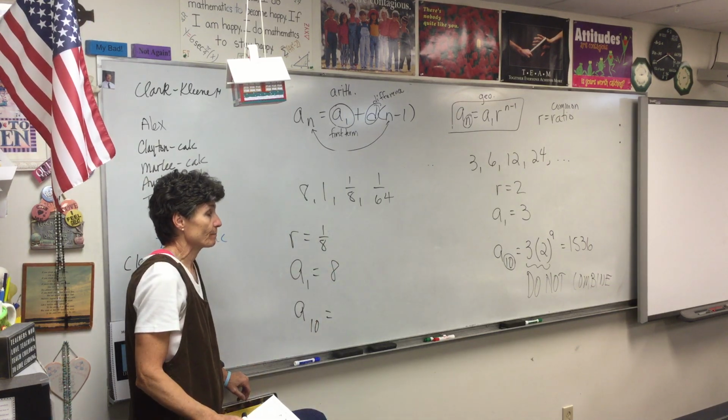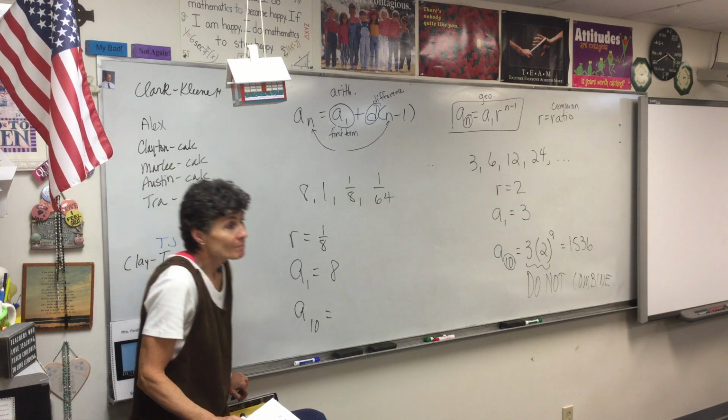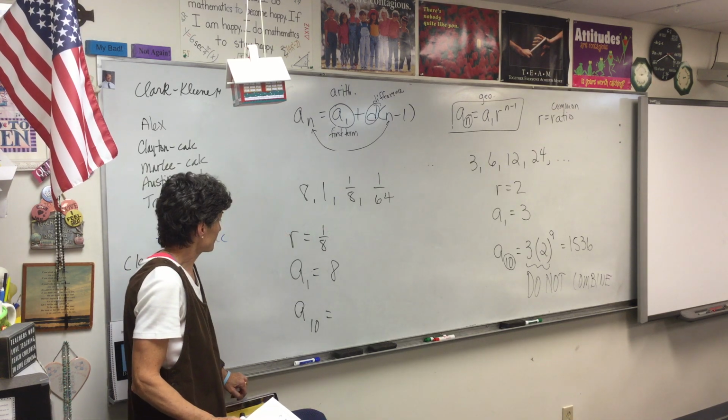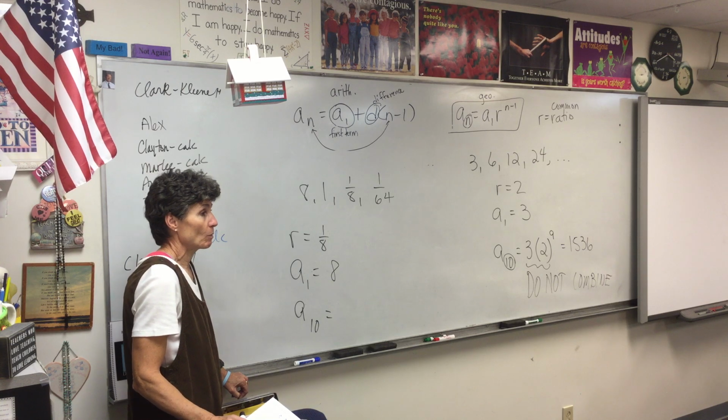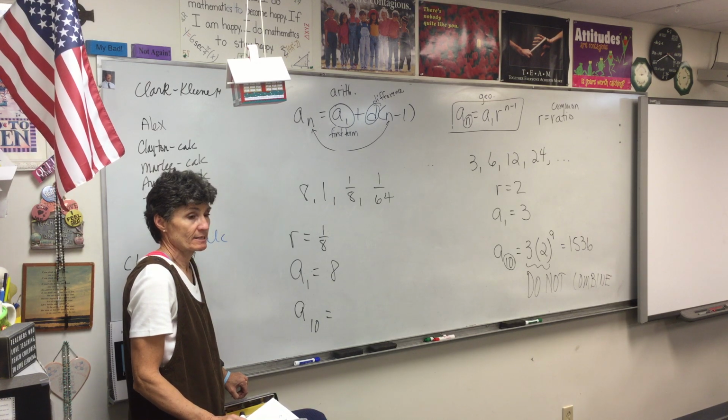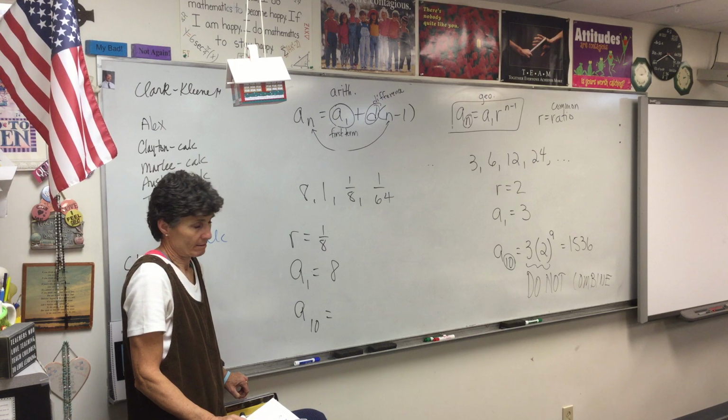1 over 8? What? I think you said n8. Oh, no. 1/8. I'm multiplying by 1/8. I don't know what I said. That's what I meant to say. I'm multiplying by 1/8.